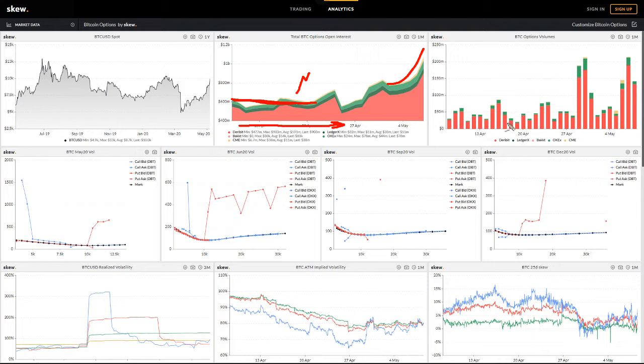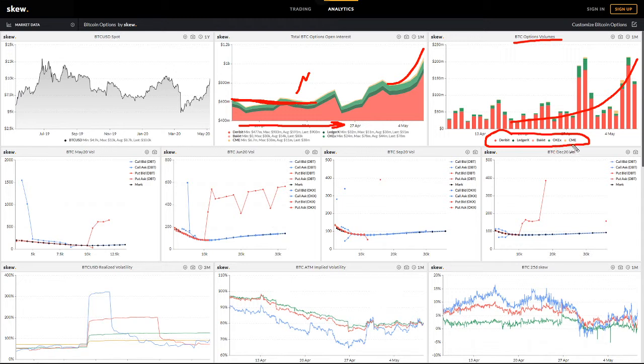We can also see the option volume. This is the next thing, BTC option volume. It's based on several different market exchanges. Notice that Deribit is still the biggest exchange out there. LedgerX is very small, very small. OKX is getting bigger. CME is still fairly small.